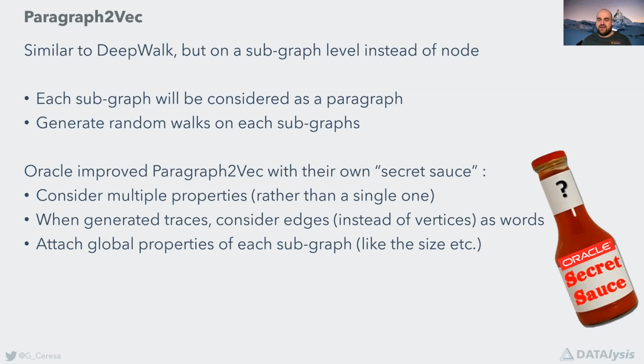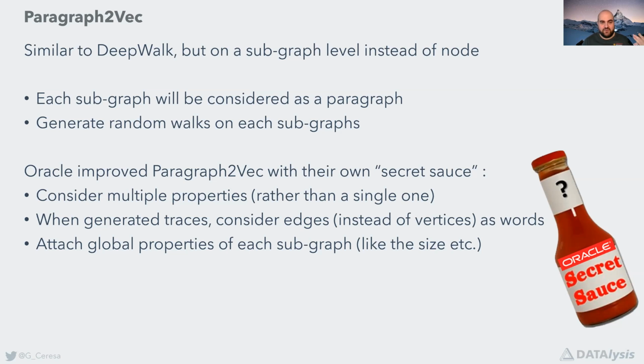Paragraph2vec is a standard algorithm. Oracle did some cooking. They call it the secret sauce recipe. I have no idea what is inside and they don't say it. They say, we just consider multiple properties rather than a single one. Because it's like DeepWalk, but a different level. DeepWalk doesn't care about properties. What do you look for in properties? Oh, it's secret, we cannot tell you. Take it as a fact that there is a secret sauce somewhere that does things.